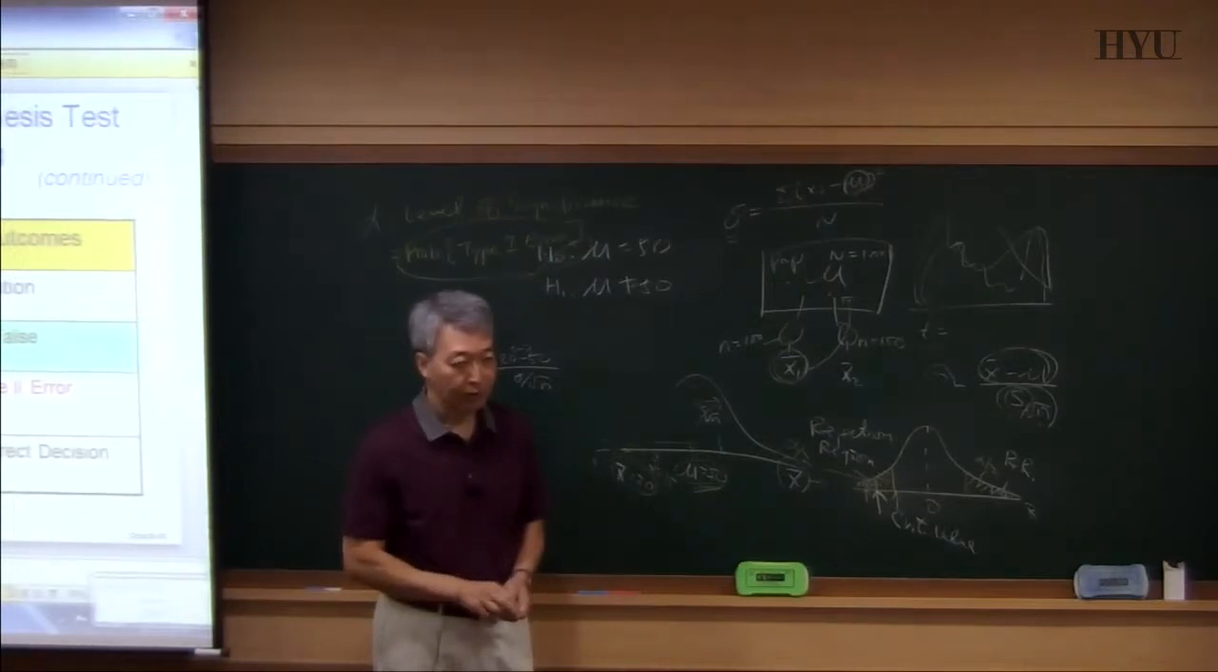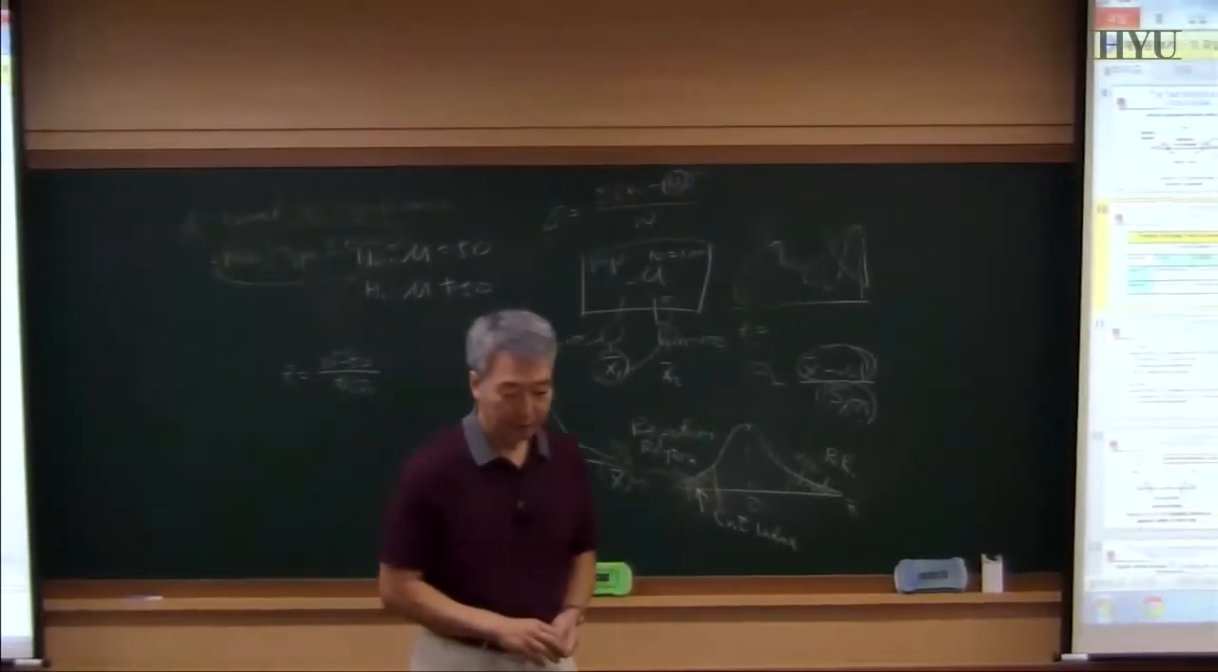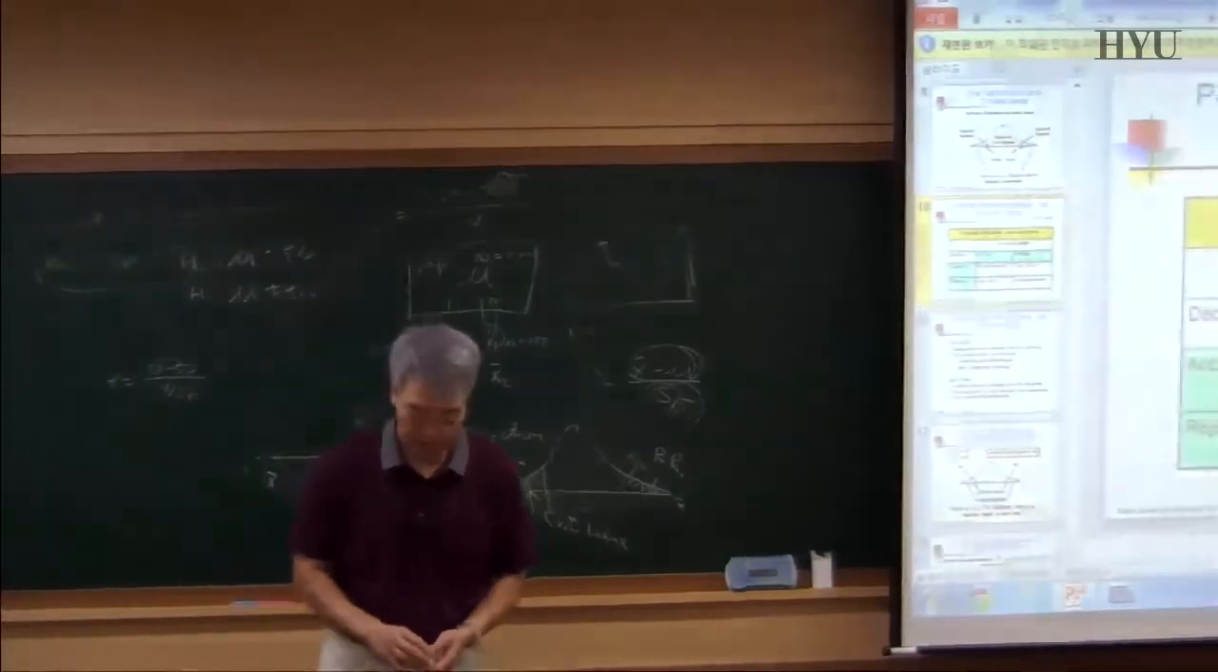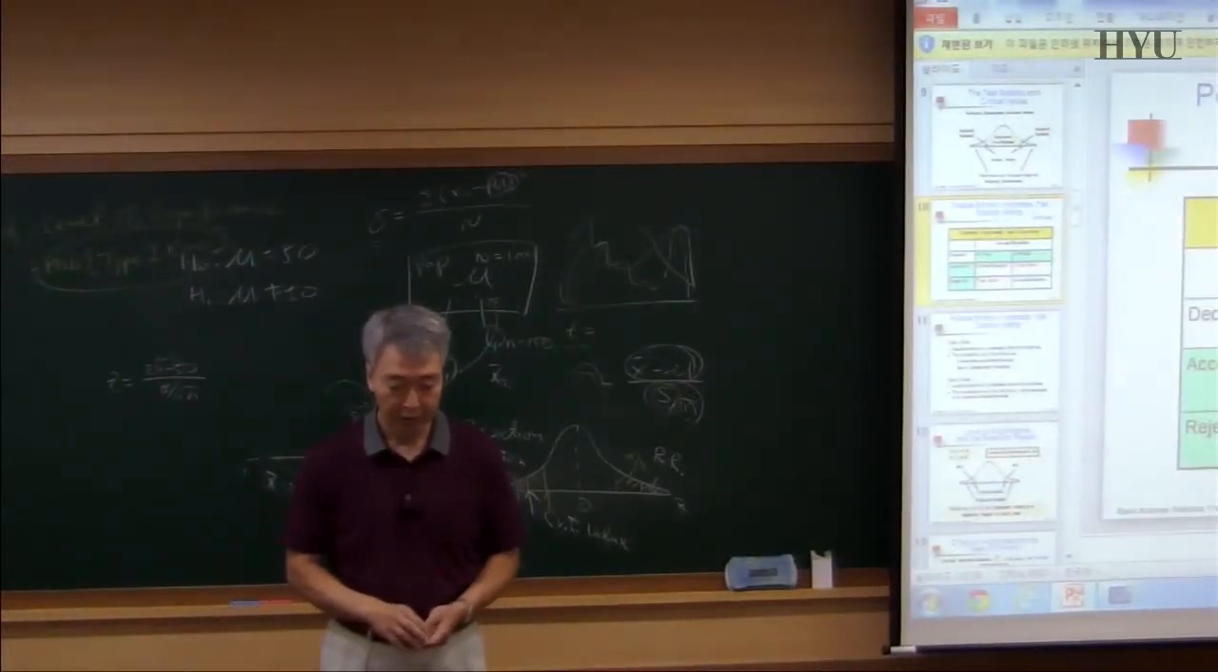But you have to understand that there is still a probability of error. You may be committing an error. So that's the concept of level of significance, and type 1 error, and the critical value. And that's how you make the decision in hypothesis testing. Okay?